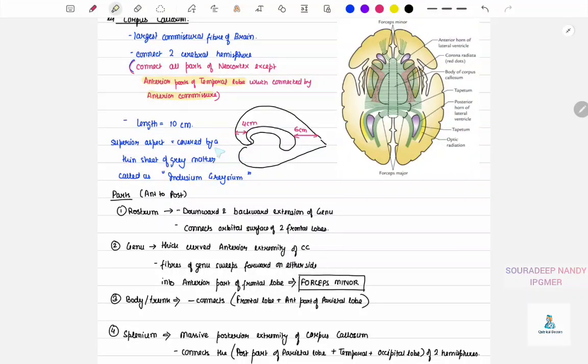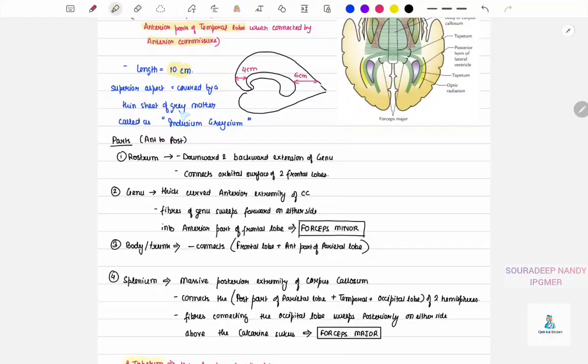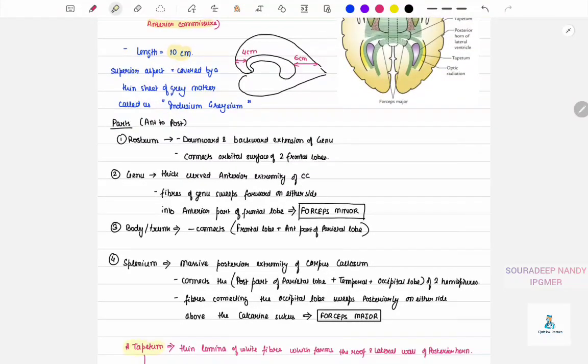Now some of the facts: the length of the corpus callosum is 10 cm. The distance from the frontal pole to the corpus callosum is 4 cm, so it is placed slightly towards the anterior part of the brain, and the distance from the occipital pole to the corpus callosum is 6 cm. The superior aspect is covered by a thin sheet of grey matter called the indusium griseum. We will discuss it with a diagram later.